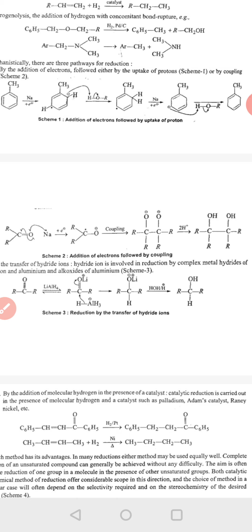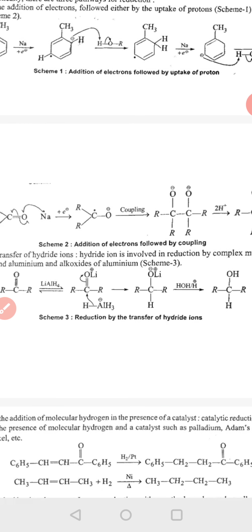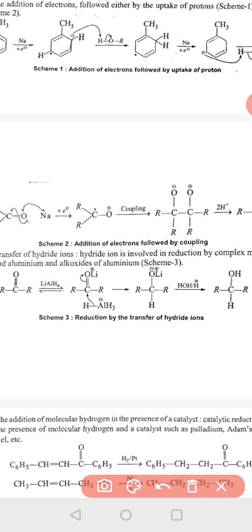The second way by which reduction can occur is the transfer of hydride ion. हाइड्राइड आयन कहाँ से ट्रांसफ़र होंगे? जब हम रिडक्शन कराते हैं कुछ ऐसे कॉम्प्लेक्स मेटल हाइड्राइड्स के साथ which are rich in hydrides such as metal hydrides of boron, aluminium and alkoxides of aluminium, जब इनकी प्रेजेंस में रिडक्शन कराया जाता है तो हाइड्राइड का ट्रांसफ़र होता है. यहाँ ये एग्जाम्पल है लिथियम एल्यूमिनियम हाइड्राइड के साथ हम कीटोन का रिडक्शन करा रहे हैं.